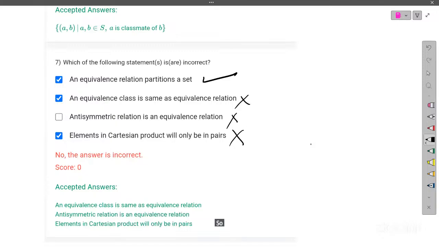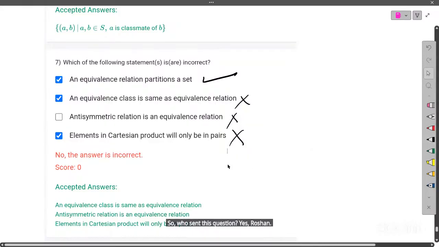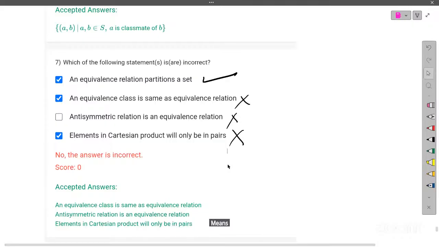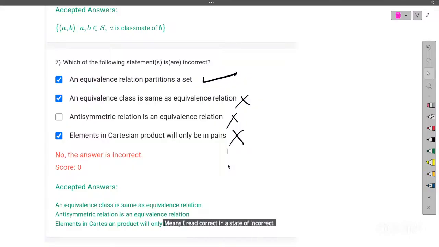So who sent this question? Ma'am, yes, Roshan. I read correct instead of incorrect. Means I read correct instead of incorrect. Okay, I understand, ma'am. Okay.